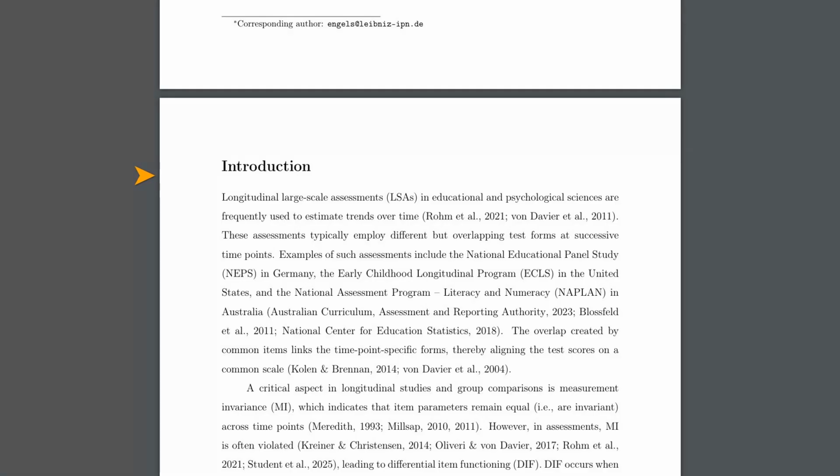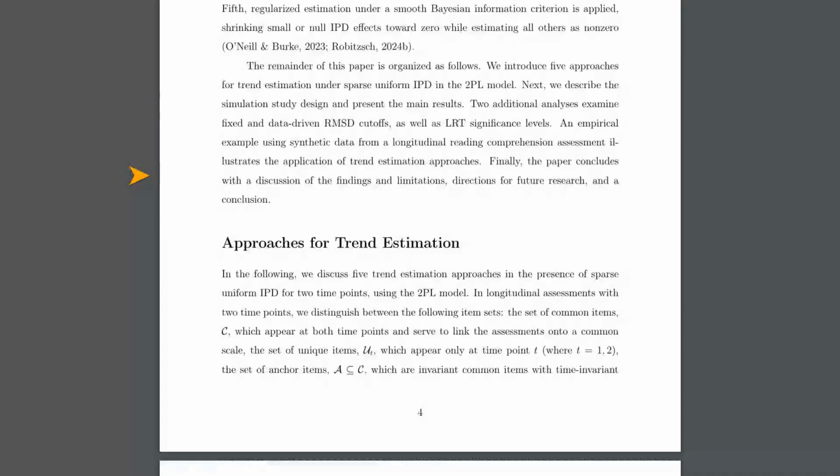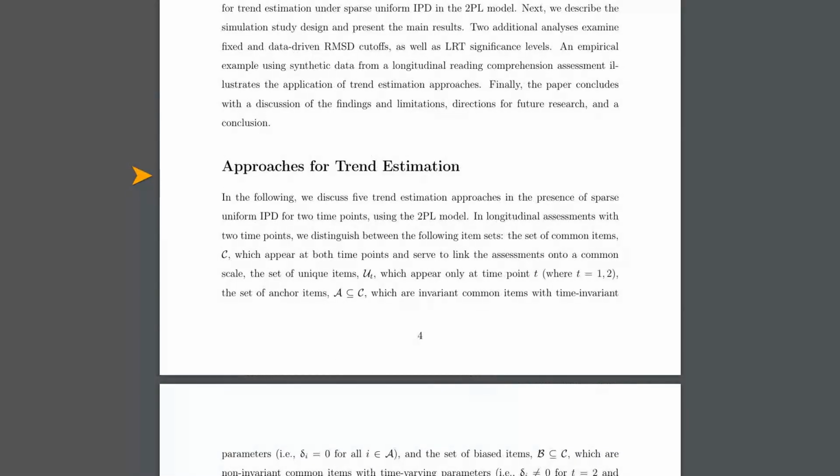First, there is concurrent calibration. This is like looking at all the test data from all the years at once and assuming everything stayed the same. Then there is fixed calibration, where you calibrate the first year's test perfectly, and then you use those same question settings for the second year, kind of like locking them in place.